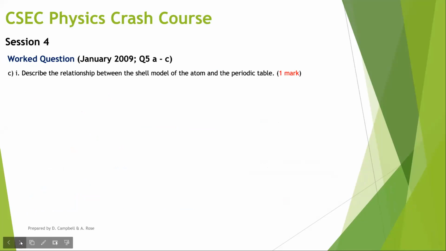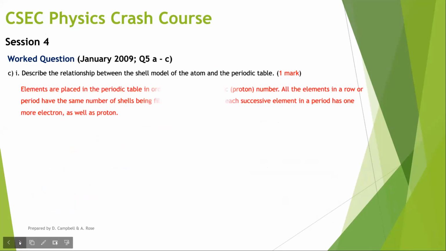You're asked then to describe the relationship between the shell model of the atom and the periodic table. So remember, we just discussed earlier that the periodic table basically classifies the elements in increasing atomic or proton numbers. So as you move to the right of the periodic table, each successive element has one additional proton.